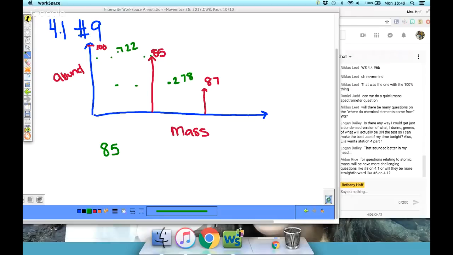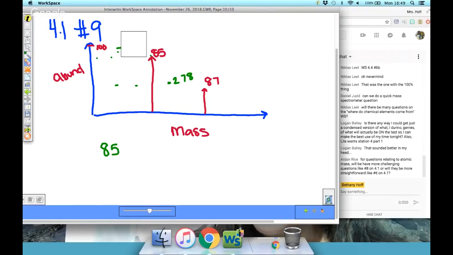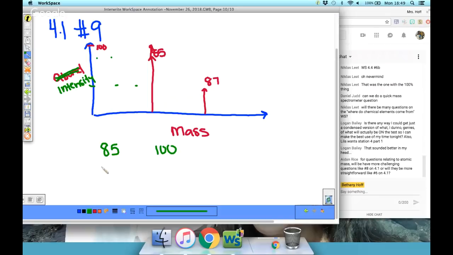Oh, I am reading too far ahead. Your first one right here is not going to be 100. This is actually going to be 100. So when you actually get your data, this is going to be 85. I should have been looking at the data on the side. This is not the abundance, but the intensity. Sorry, you guys. And the largest one is always going to be 100. So 85 is going to be 100. Then we have 87, and the intensity is a lot lower.